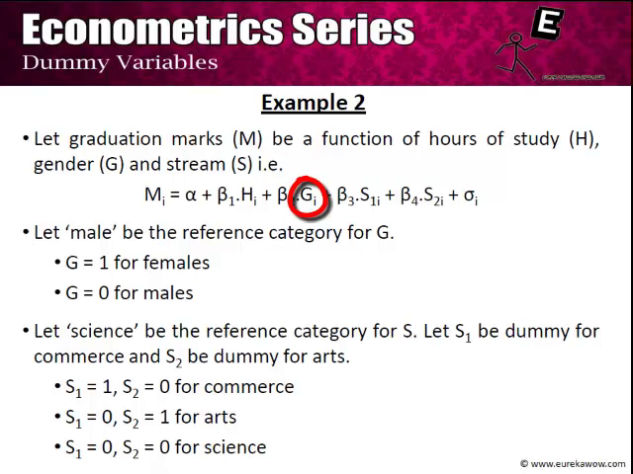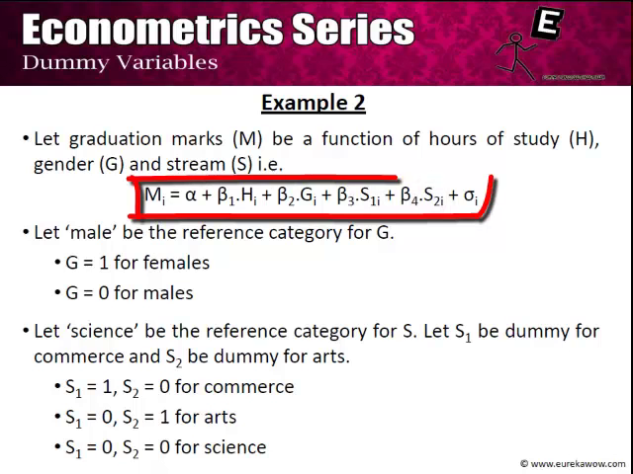Similarly, stream is a qualitative variable for which we are considering three categories, arts, commerce and science. Hence we take one of them as the base category, in this case science, and we assign dummy variables for commerce, which is S1i, and for arts, which is S2i. So our overall model becomes Mi equal to alpha plus beta 1 Hi, which is hours of study, plus beta 2 Gi, which is female, plus beta 3 S1i, which is commerce, and beta 4 S2i, which is arts.